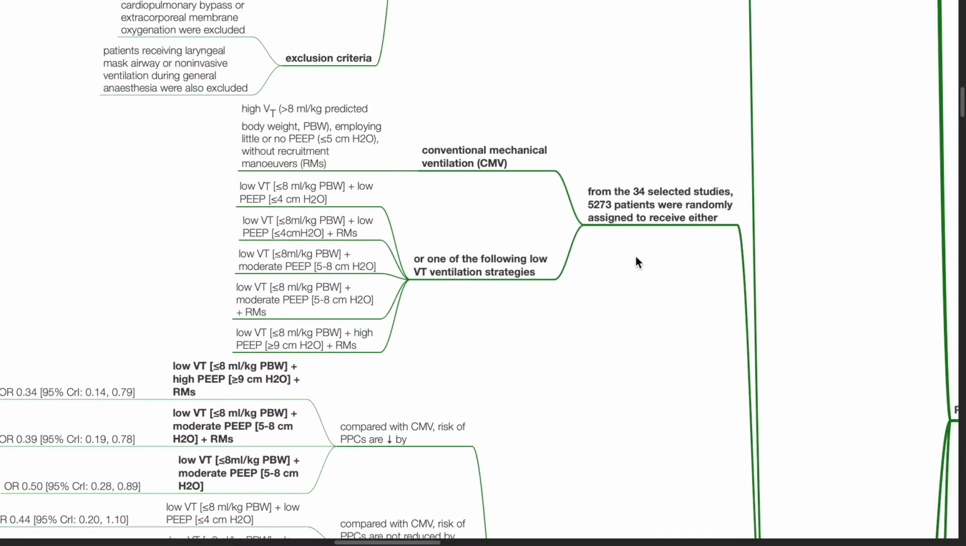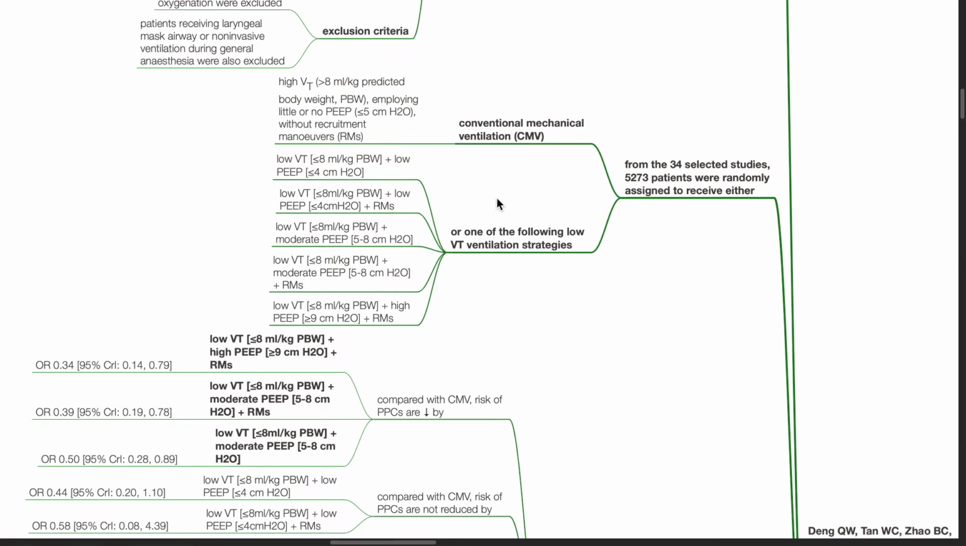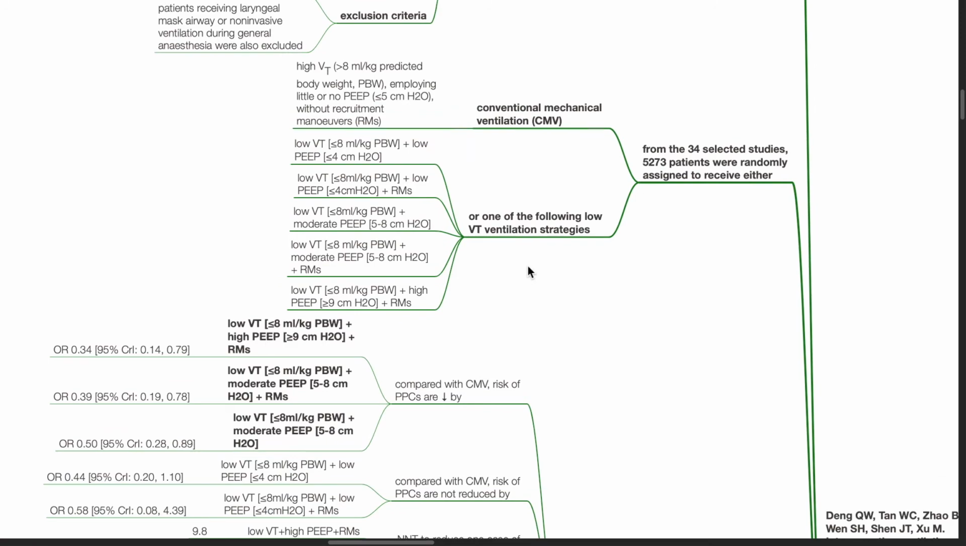From the 34 selected studies, 5,273 patients were randomly assigned to receive either conventional mechanical ventilation or one of the following low tidal volume ventilation strategies.